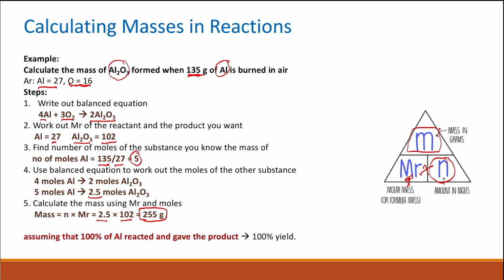But that's assuming that 100% of the aluminium actually reacted and burned and gave you 100% of the product, which is aluminium oxide. So this is assuming 100% yield of our product.